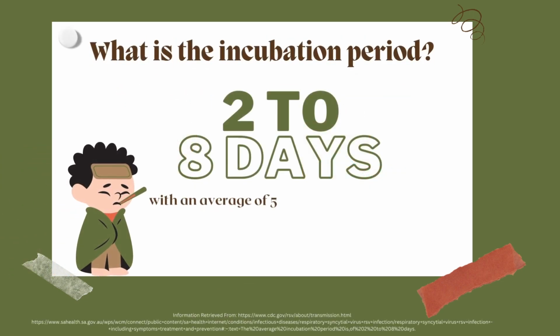So what is the incubation period for RSV? Just as a refresher, let's define what that is. An incubation period is usually the time that it takes for symptoms to show after someone has come into contact with the disease. So if we are talking about RSV specifically, we can expect to see symptoms show up anywhere from 2 to 8 days after that initial contact with the person who tested positive. However, it does usually take an average of about 5 days for these symptoms to show.